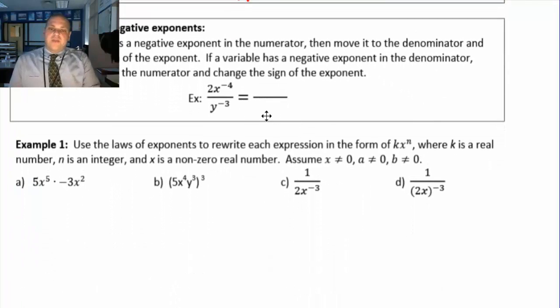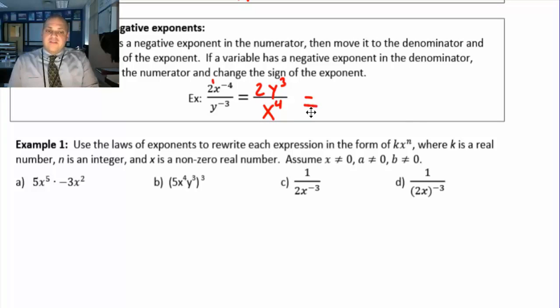So here's a little example. Here, x is raised to the negative 4, y is raised to the negative 3, and 2 is raised to the first. So the 2 would not move. That would stay where it is. X to the negative 4 moves down and becomes x to the fourth. And then y to the negative 3 becomes y to the third. All right? And it moves up. So any negative exponent moves down. If it's in the bottom, it moves to the top. 2y to the third over x to the fourth.